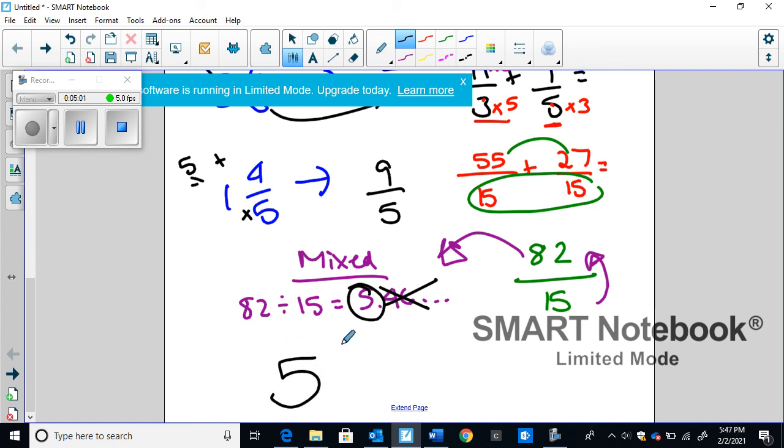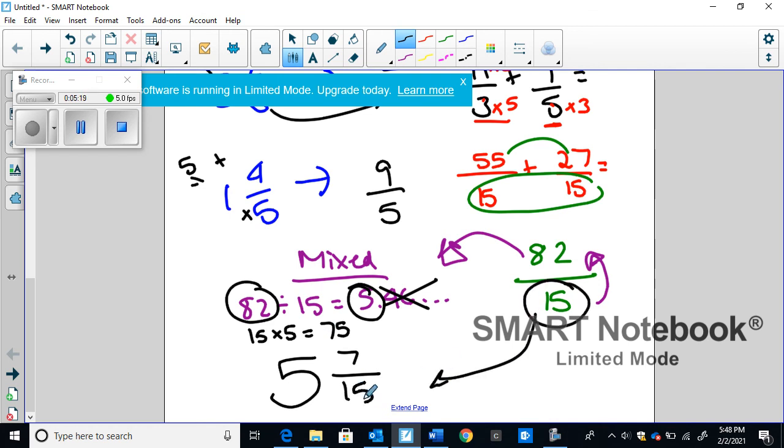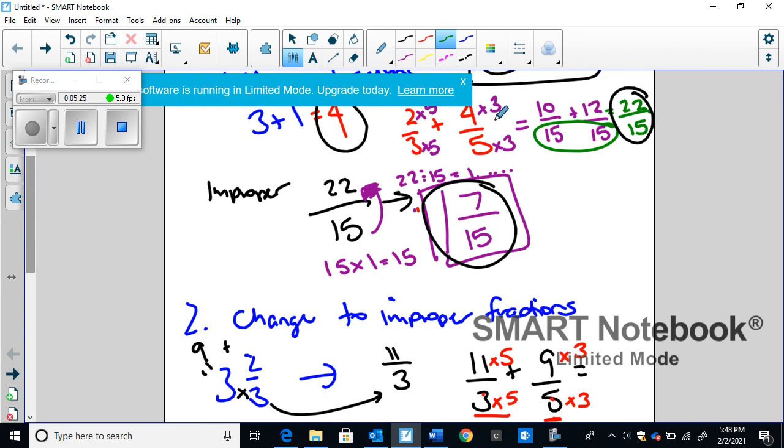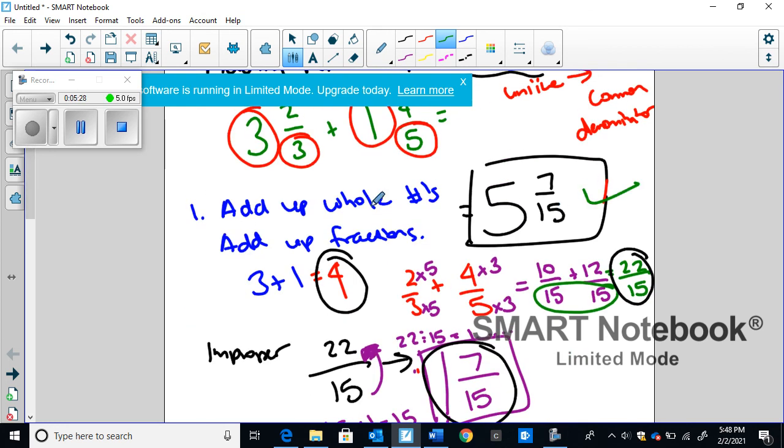All right, but what is 15 5 times? Well, 15 5 times is 75. Okay, but we need 82. So how many are we missing from 75 to get to 82? Well, we're missing 7. And then that denominator, that bottom number, stays the same as it was on our improper fraction. And now if you notice, this answer is the same as the answer we got up here. It was just a different way of getting it.